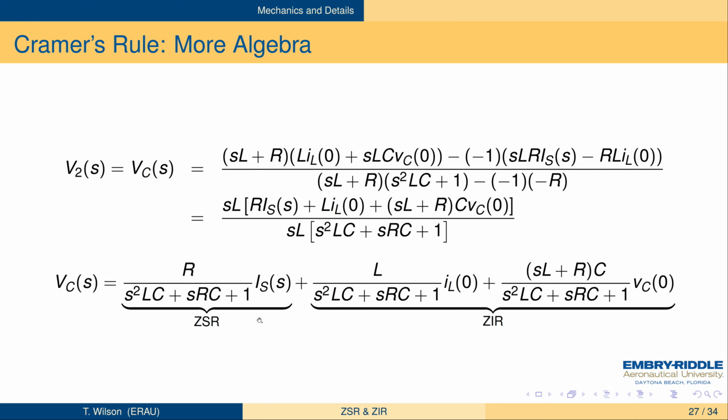And we write these out in a distributed form where we see a scale factor times I sub S of S, a scale factor times I sub L of 0, a scale factor times V sub C of 0. Each of them has the same denominator, yes, but we write them out separately. And we identify the first term there as a zero state response in the S domain, and the other two terms as a zero input response in the S domain.